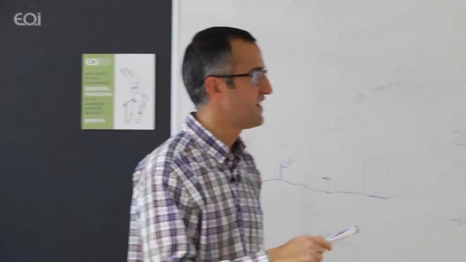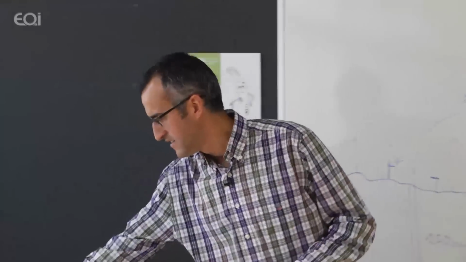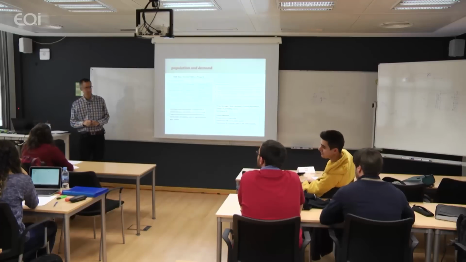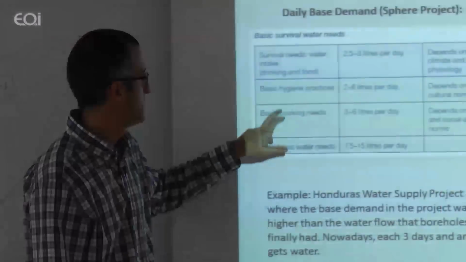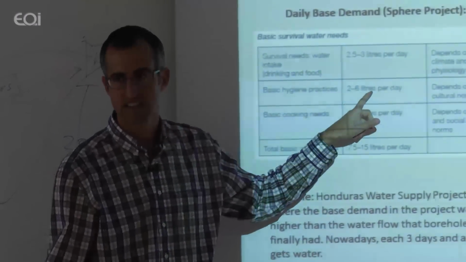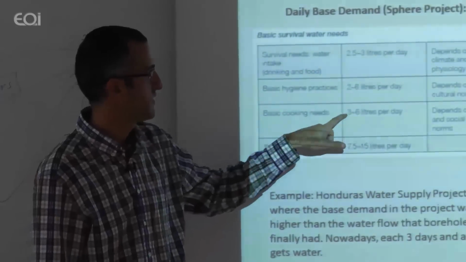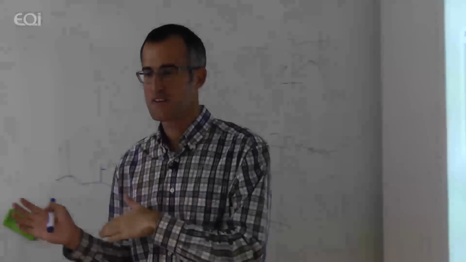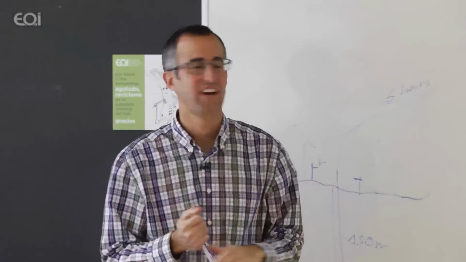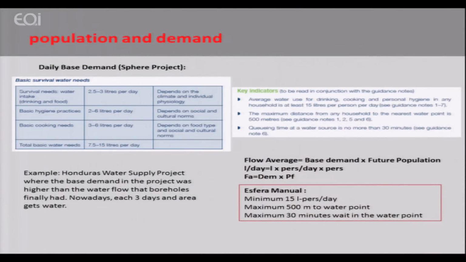And the Sphere project says that in an emergency, the Sphere manual, in an emergency, the minimum is 15 liters per day. 15 liters per day. Why 15? The survival needs, drinking and food, 2.5–3 liters per day. The basic hygiene practices, 2–6 liters per day. And the basic cooking needs, 6 liters per day. So it's about 15 liters per day. If you compare it with 250, it's very little, but it's true that 15 is for an emergency situation.